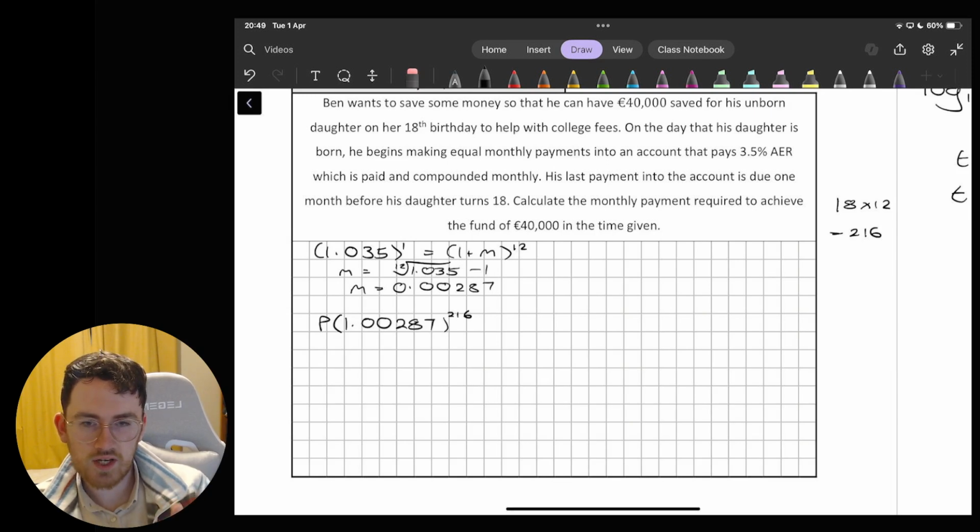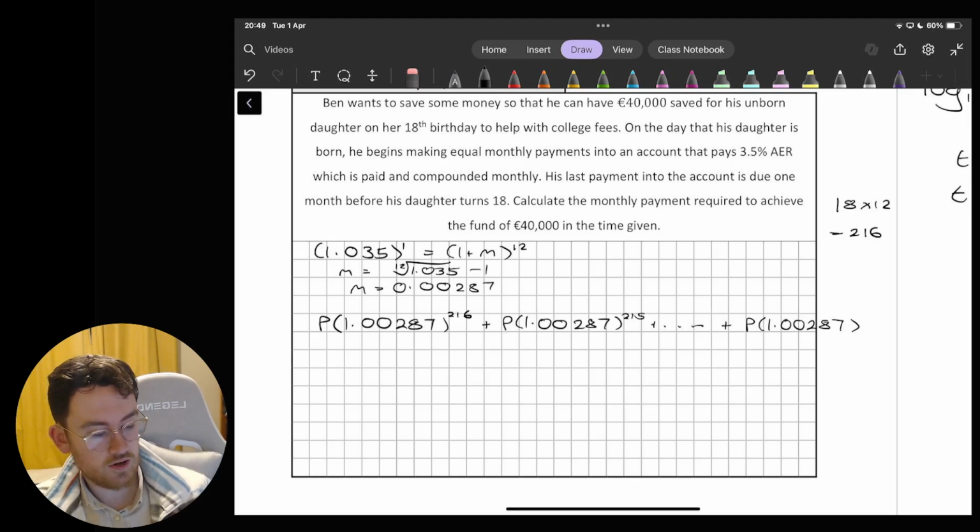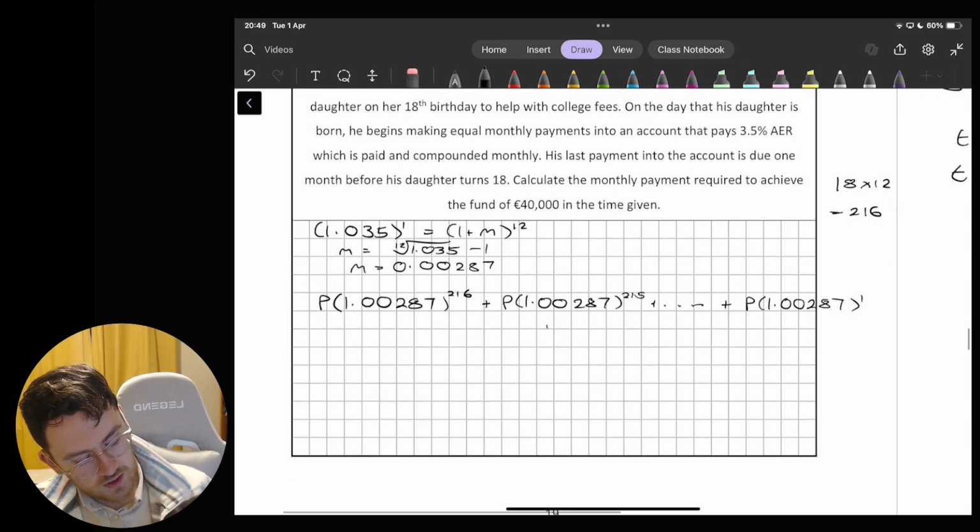So in terms of just working out that individual one, we are looking for what is the value of this payment after 216 months at this interest rate. The next payment that he makes will sit in his account for 215 months, and so on and so forth until the very last payment, which they have told us in the question is going to sit in his account for 1 month. He makes it on the month before his daughter turns 18, so that last payment will sit in his account for 1 month.